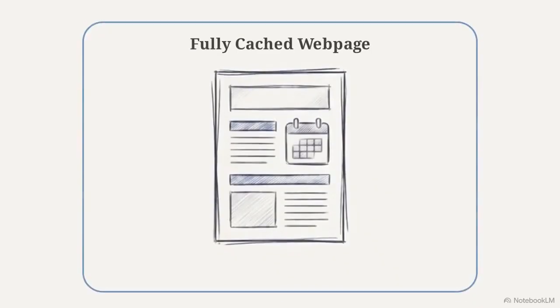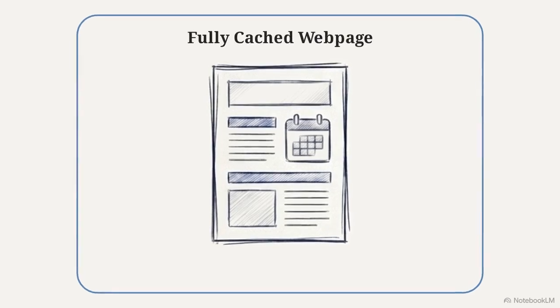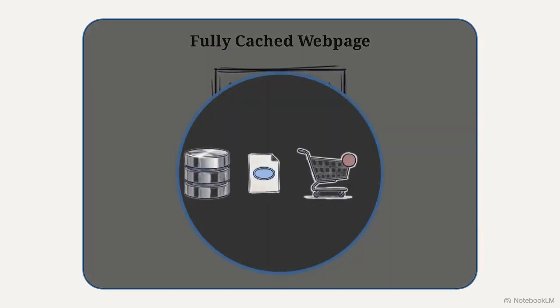Think of ESI as hole punching. This diagram shows a solid block representing your fully cached web page. ESI punches a small hole through that static block, allowing a localized stream of dynamic data, in this case your live cart count, to flow through independently.